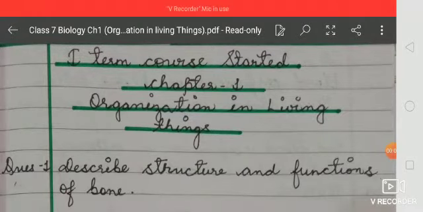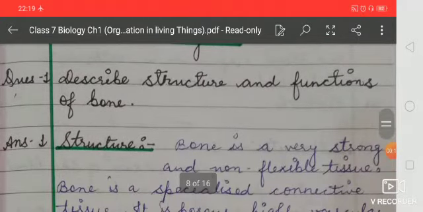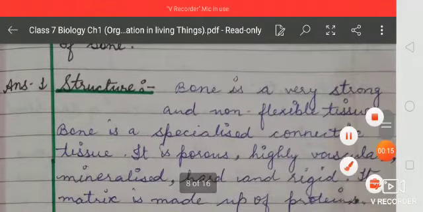Today we will discuss the copy work of organization in living things. Here the first question is: describe the structure and function of bone. So what is the structure of bone?